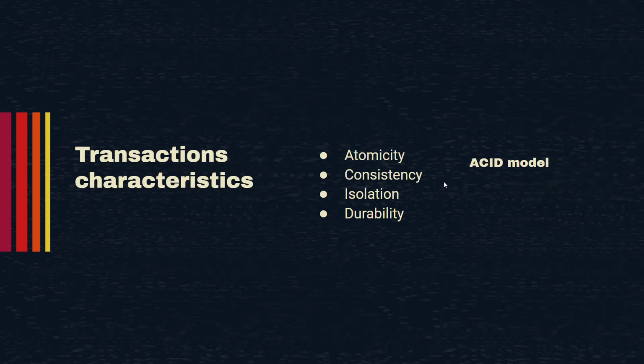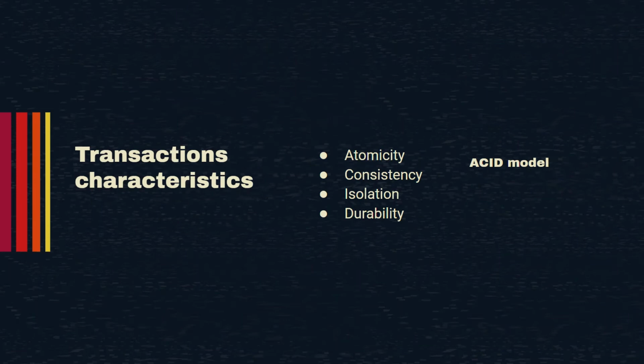Some of the transaction characteristics are described by the ACID model, which means atomicity, consistency, isolation, and durability. For atomicity, we must say that it is all or nothing, which means that the transaction will fail if a part of the transaction doesn't execute correctly, or it will succeed if all the instructions were stored correctly.